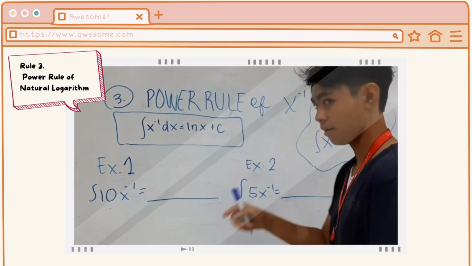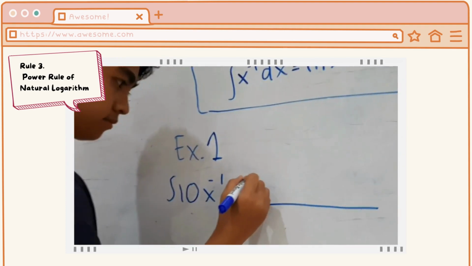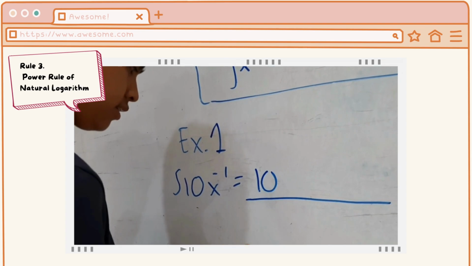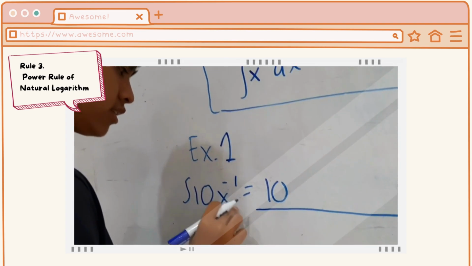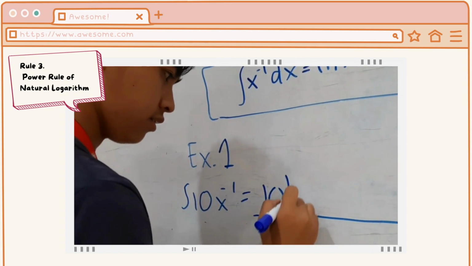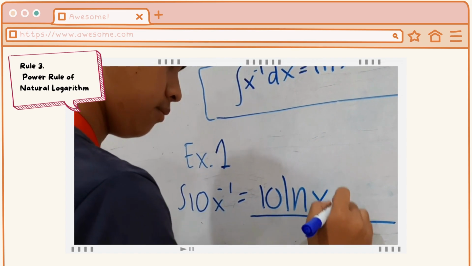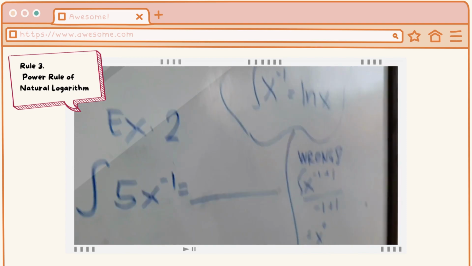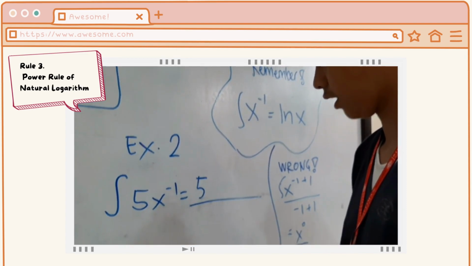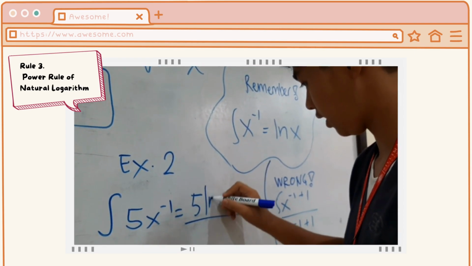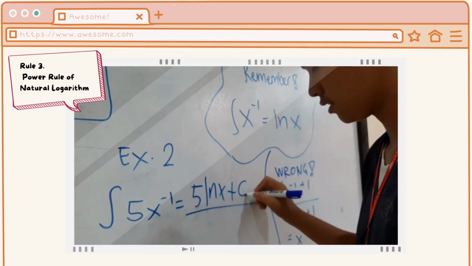Here we have two examples. First, we copy 10, and then using the power rule of x to the power of negative 1, ln x plus c. We also do the same to the example number 2. Copy and put ln x plus c.